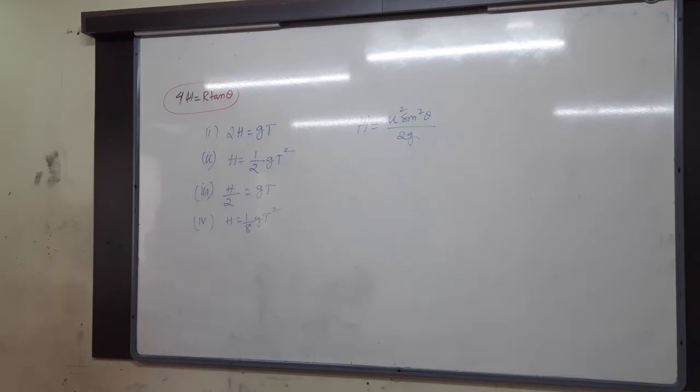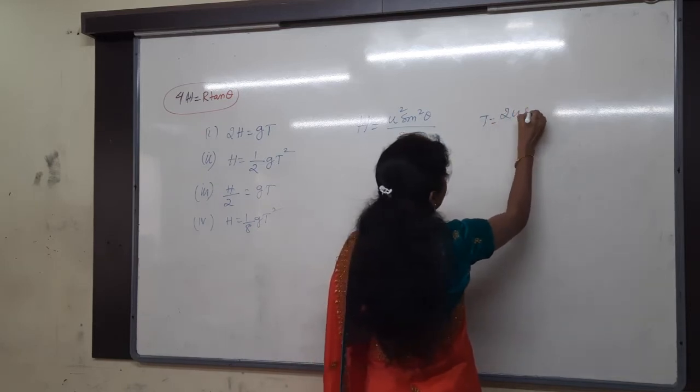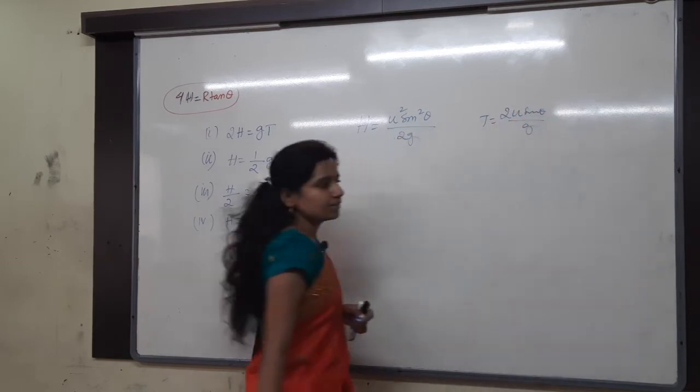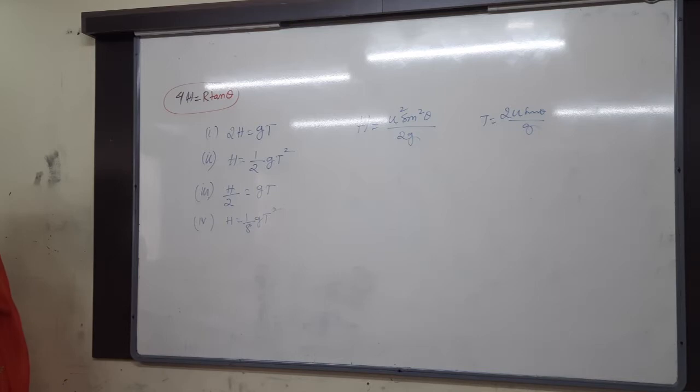Fourth option. How many of you got second option? First option. Anything else? First option you got. What is the T formula? Do you know the T formula? 2u sin theta by g. T is equal to 2u sin theta by g. So which option is correct? Fourth one is correct. How many of you got fourth one? Raise your hands. Yes, very good.